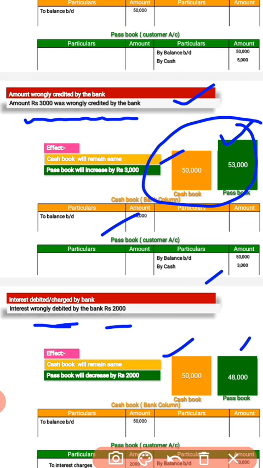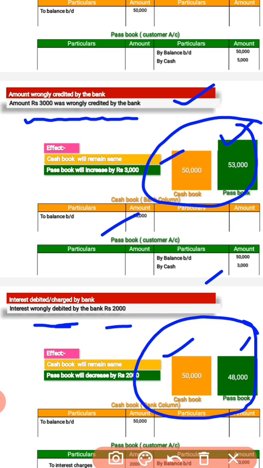Bank has wrongly debited, means bank has wrongly deducted 2,000 from our account. Passbook is showing 48,000 and our cash book is showing 50,000. Another reason of difference between cash book and bank statement. So if you are able to judge what is the reason of difference between cash book and passbook, you will easily enter your plus and minus item and question will become very easy for you.